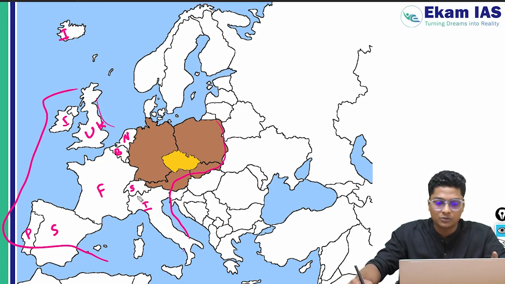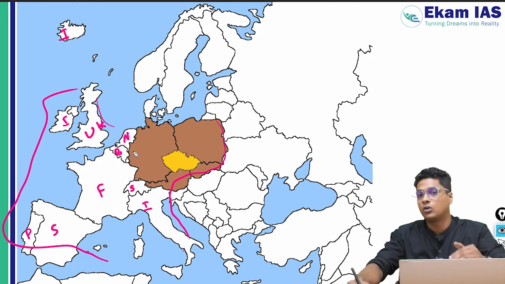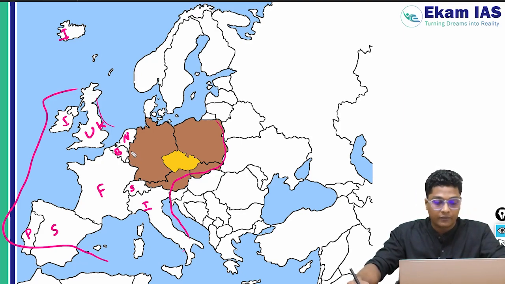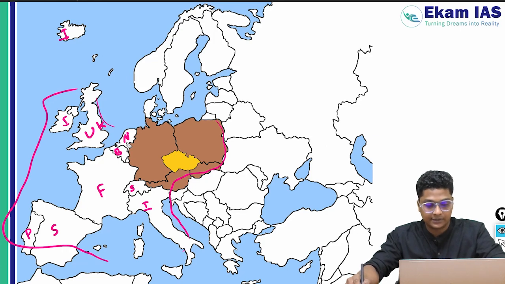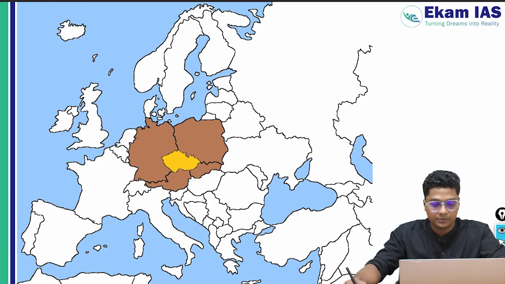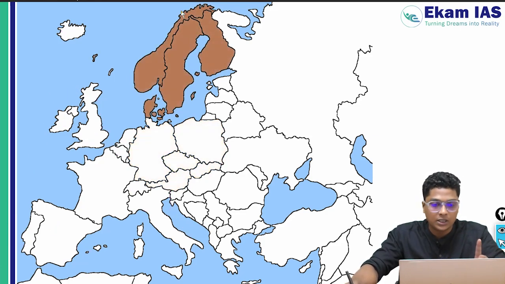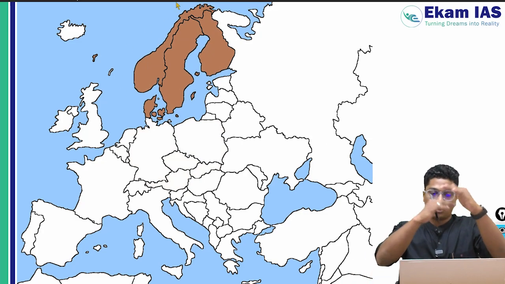Now in between, there are small nations here, like enclaves and landlocked countries. We'll talk about them towards the end of this exercise, right? So we have seen these regions. Next, we will talk about the northern part of Europe. This is almost like a crown on top of Europe.